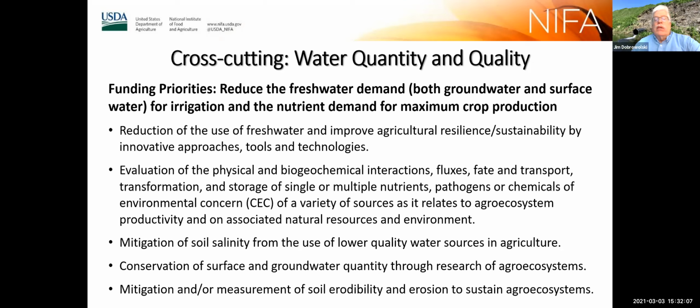We're going to evaluate the physical and biogeochemical interactions, fluxes, fate and transport, transformation, and storage of single or multiple nutrients, pathogens or chemicals of emerging concern or environmental concern, of a variety of source waters as it relates to agroecosystem productivity, and on associated natural resources and agricultural environments. We're also going to be looking at the mitigation of soil salinity from the use of poor quality water sources, including recycled water, for example, in agriculture. And we're focused on the conservation of surface and groundwater, the quantity of water through the research of agroecosystems, and lastly, the mitigation and or measurement of soil erodibility and erosion to sustain agroecosystems.